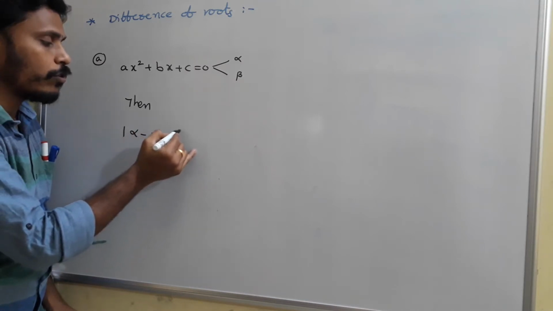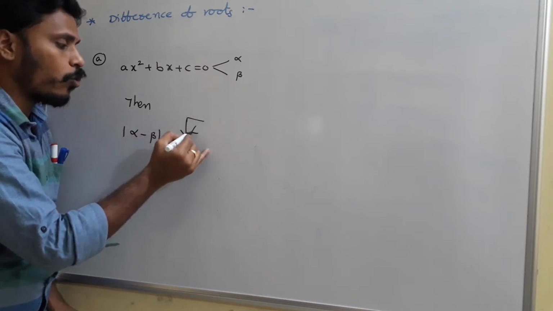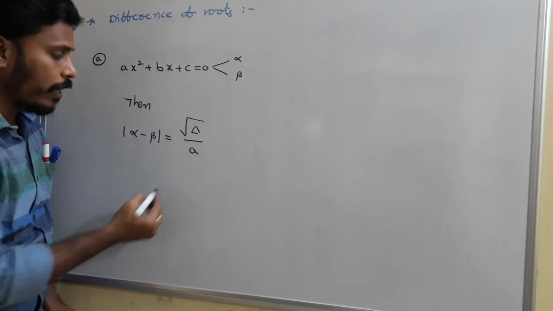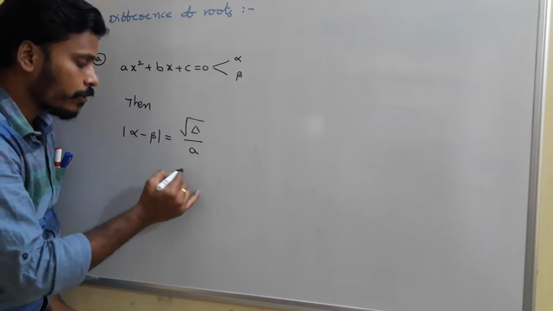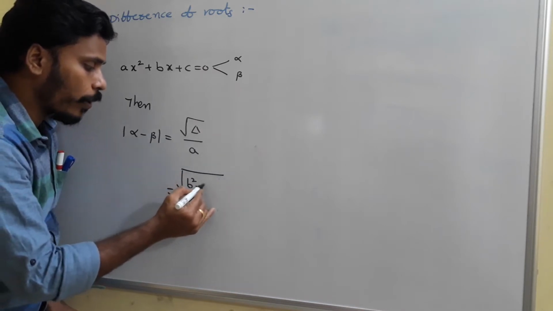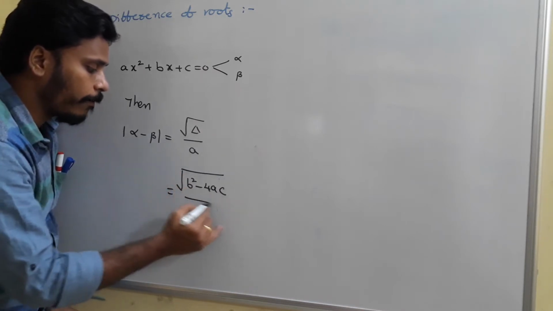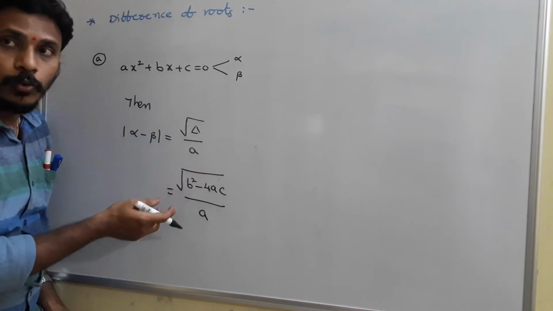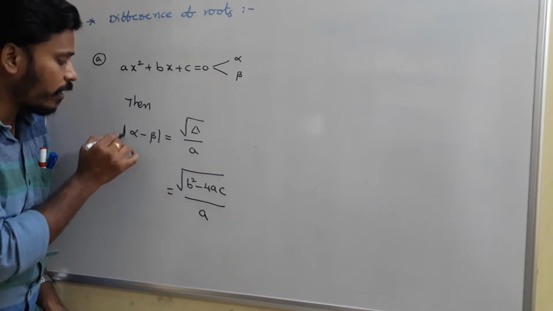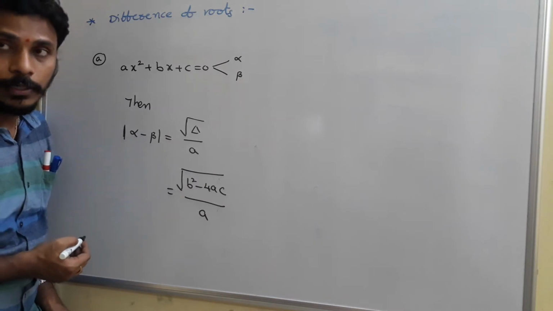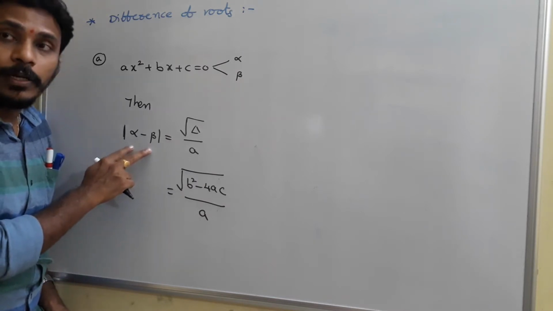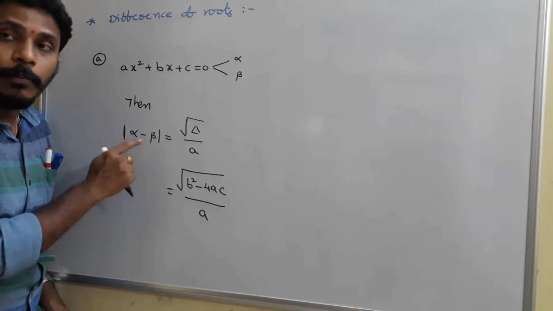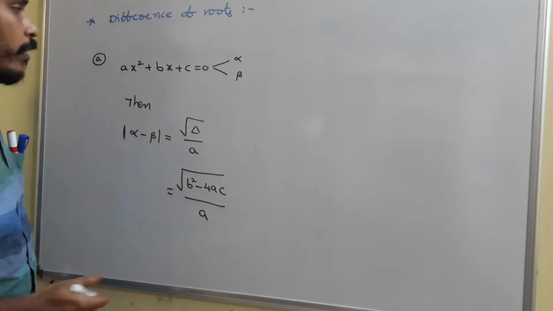The difference of roots is given by square root of delta by a, as we mentioned. Square root of delta by a is simply the square root of b² minus 4ac, divided by a. So this is the difference of the roots. See, square root is always positive, right? So we are just taking it as modulus of alpha minus beta, in the sense of the difference of alpha and beta: the larger value minus the smaller one. So this is the difference of the roots.